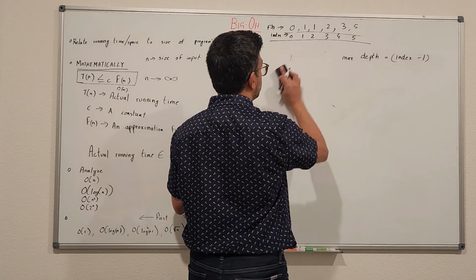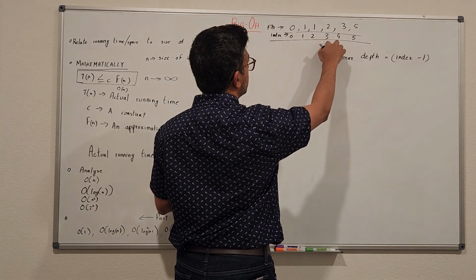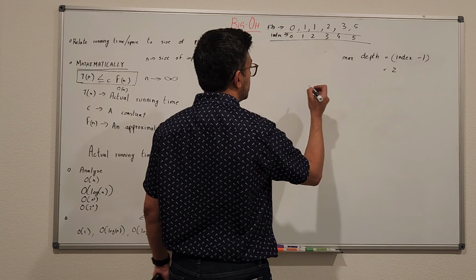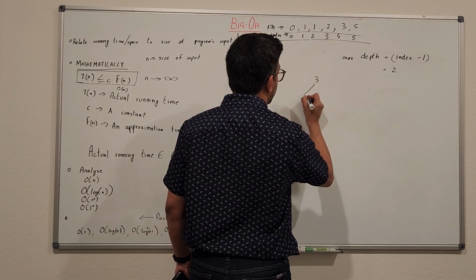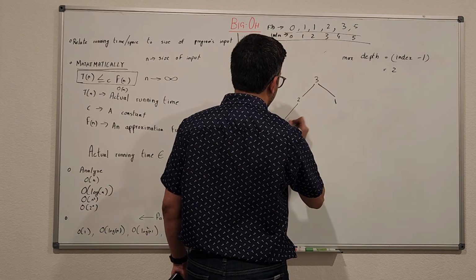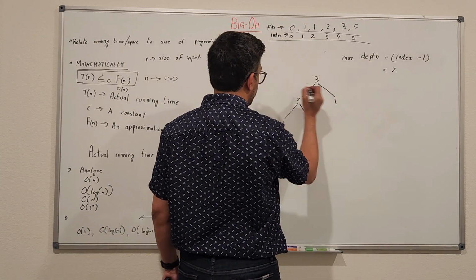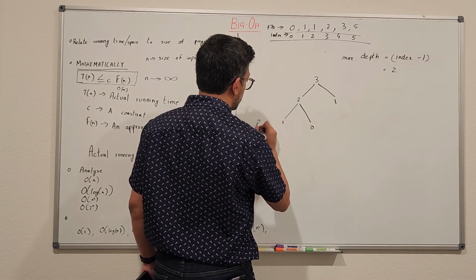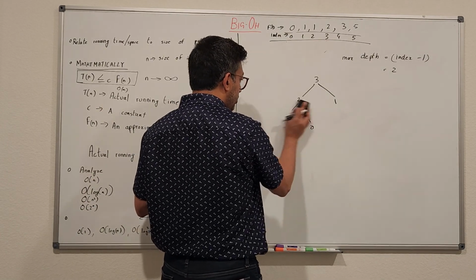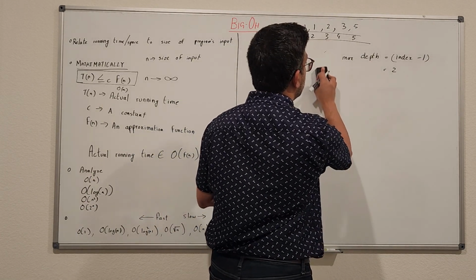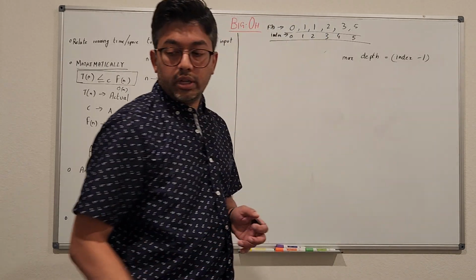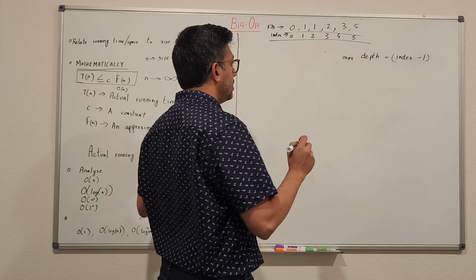Let's see one more example. Say for index 3. For index 3, I am claiming max depth will be 2 because index minus 1. Let's see. For 3, you'll have to calculate Fibonacci of 2 and Fibonacci of 1. And then for 2, it's again Fibonacci of 1 and Fibonacci of 0. So here the depth is 0, 1, 2. So 2 is your max depth, which is what I said.